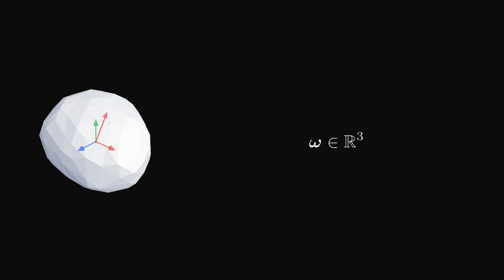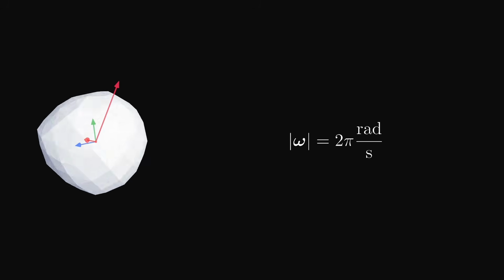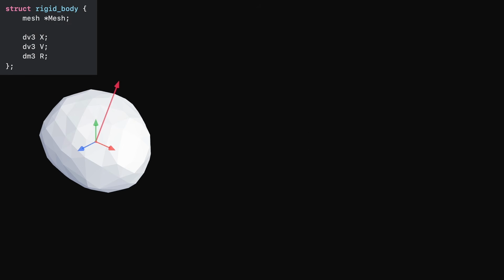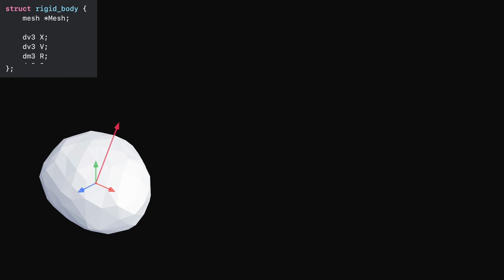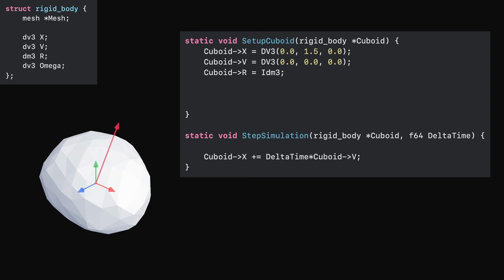The speed of the rotation is encoded in the length of omega, in radians per second. For example, if it is 2 pi, like here, then the object rotates with 1 revolution per second. Storing omega is as simple as for the orientation. I just added a vector omega to the rigid body struct. And now rigid body rotations can be implemented, right? The rotation matrix is initialized to the identity matrix, and omega can be any vector, like this for example.